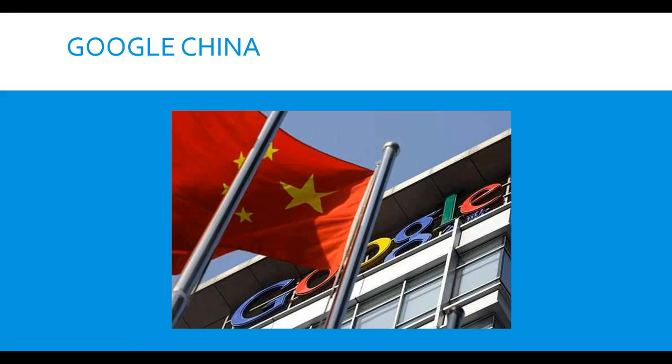I want to talk about Google China. Doing business on a global level can sometimes involve a lot of ethical challenges. Consider the ethical firestorm that erupted when Google Inc. decided to market Google China. This version of Google's widely used search engine was really tailored to the Chinese government's censorship requirements.